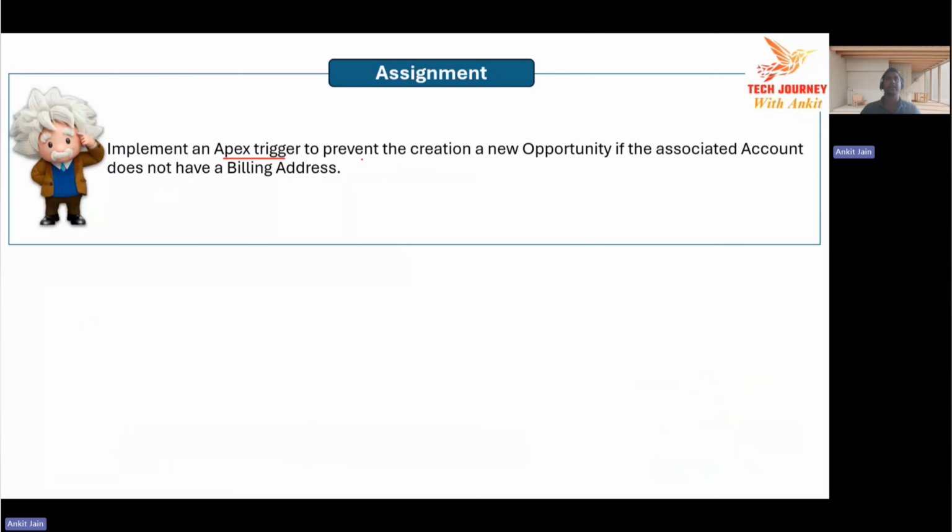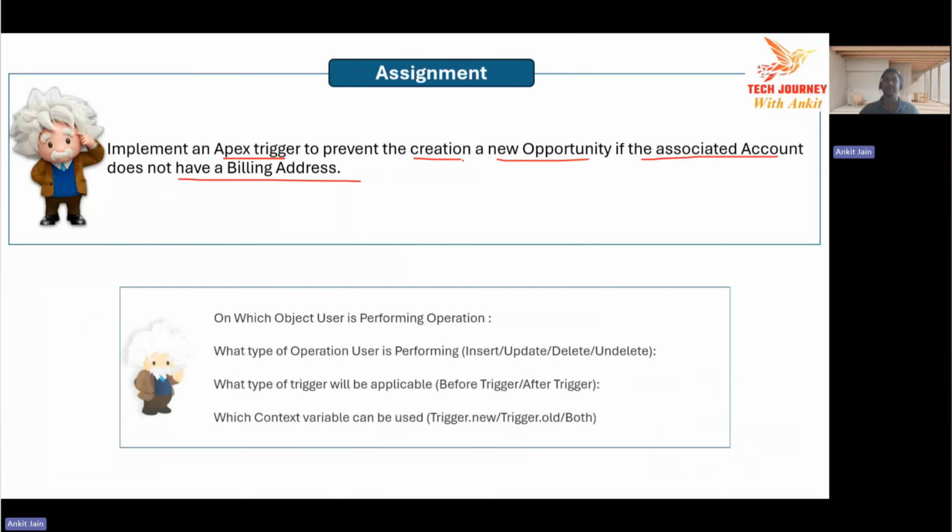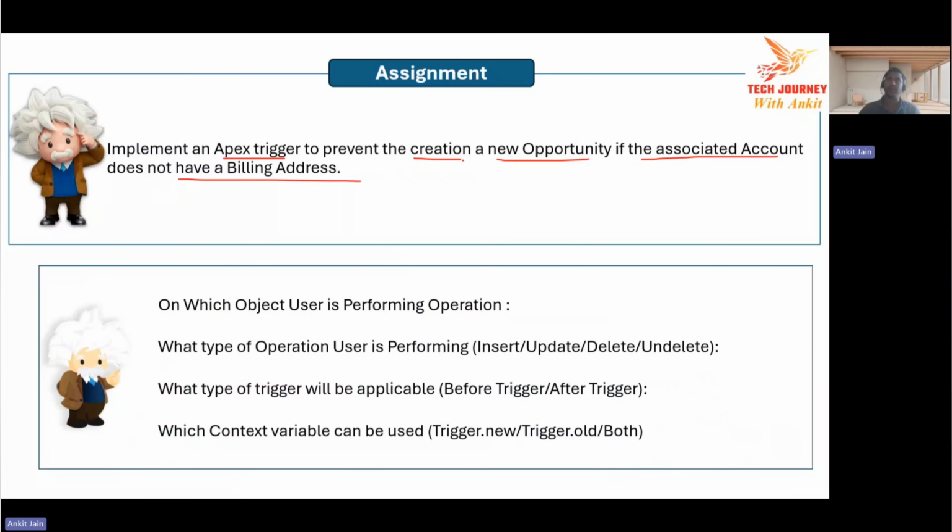Okay. So now, what is the next assignment that you guys have to work on? You have to go and create the Apex trigger. This Apex trigger will prevent the creation of the new opportunity if the associated account does not have a billing address. If the account which is associated to that opportunity does not have a billing address, then you have to go and prevent the creation of that opportunity. Make sure that you guys are attempting it by answering these 4 questions. On which object is the user performing the operation? Again, if you would like to answer this now, I'll be showing the solution, so please pause the video and try to answer this.